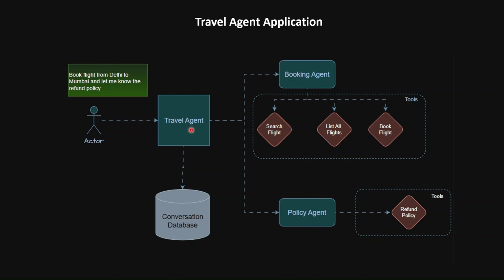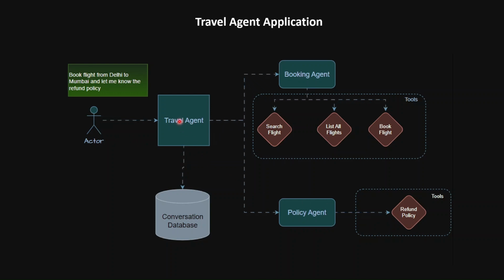The travel agent starts fetching the conversation from the database. If any communication happened in the past, then it will utilize the data from that communication. Otherwise, it will create a new session in the database. Then you can see it is connected with two different agents called booking agent and policy agent. The booking agent has three tools: search flights, list all flights, and book flights, while the policy agent has only one tool: refund policy.